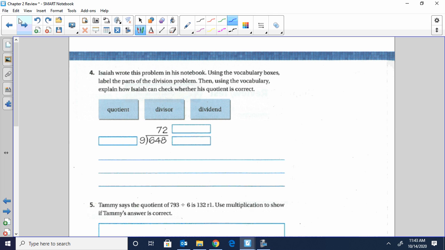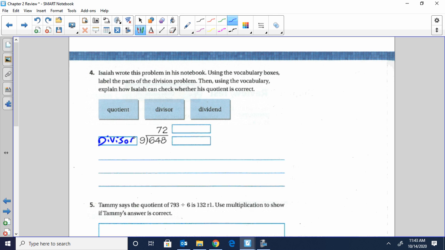Question number 4 is very, very similar to this, except now it's flipped. Now we're going to take the division problem. Isaiah wrote a problem in his notebook using the vocabulary boxes labeled. Label those parts of the division problem. Then, using that vocabulary, explain how he could check to see if he was correct. So, again, now we're taking the division problem, we're going to flip it and check it using multiplication. So, the divisor is always the number out front.